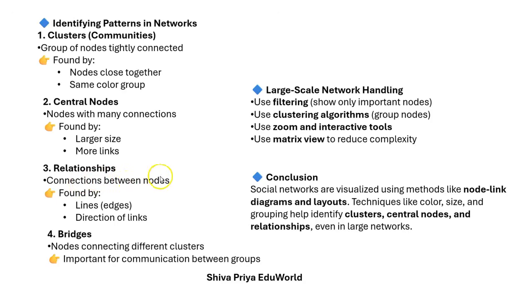Relationships, connections between nodes. The connection between two nodes, that is a relationship. It is found by the line. The line represents the relationship between two nodes. Clear? The line is called an edge here and the dot is called a node. Clear? The direction of links.